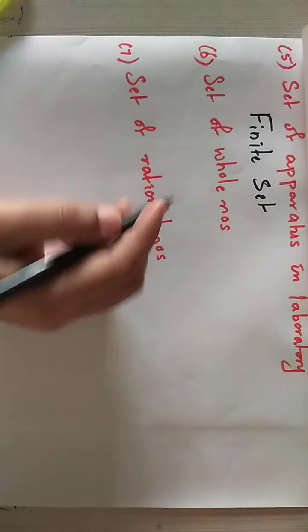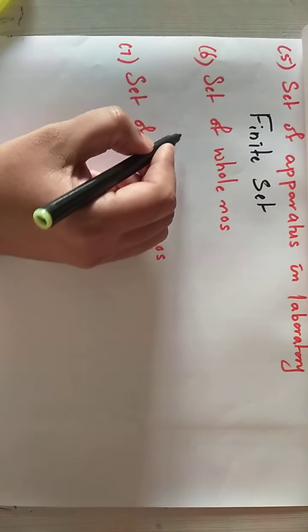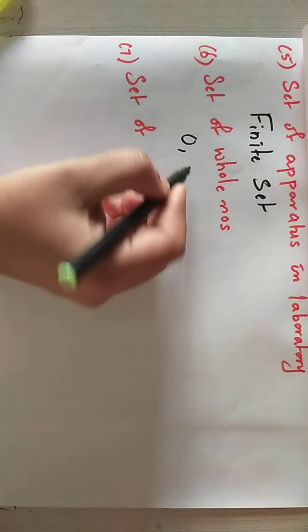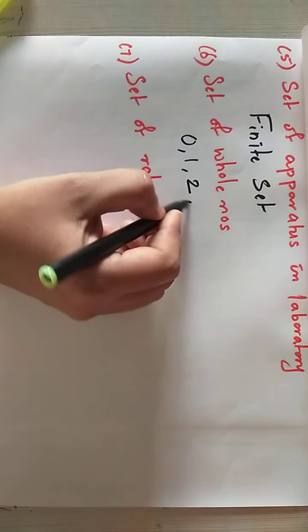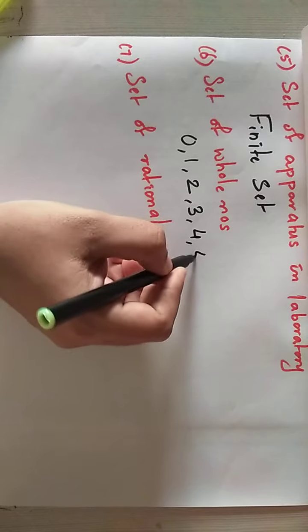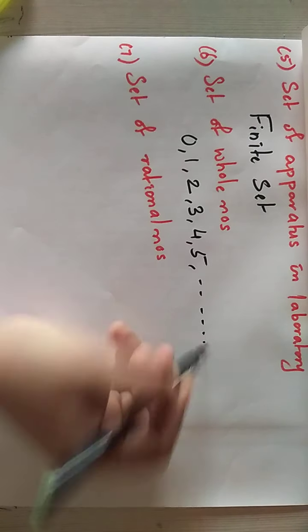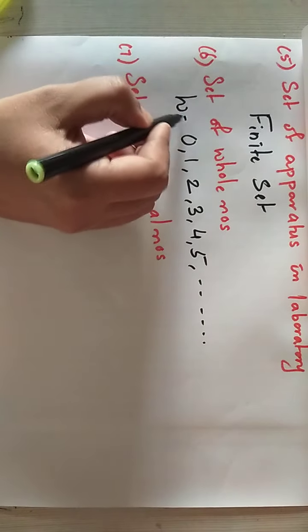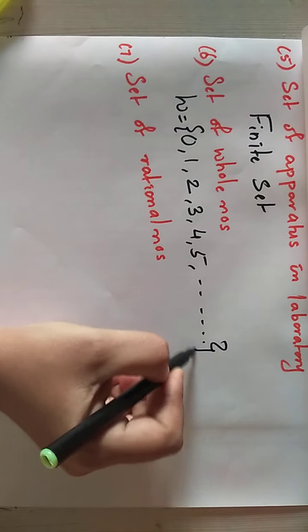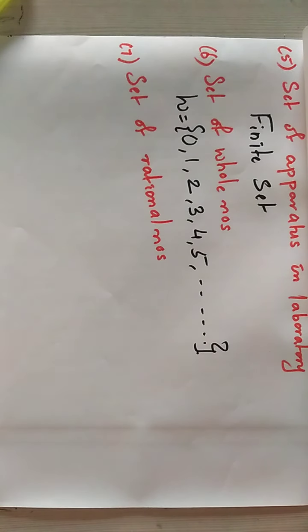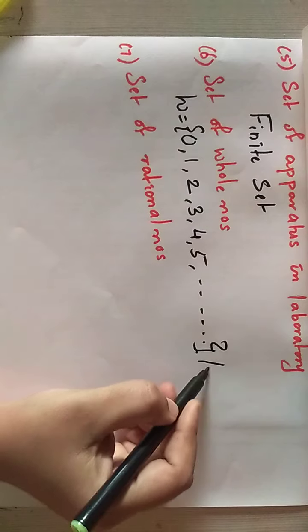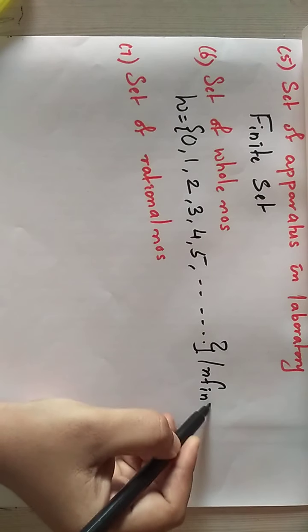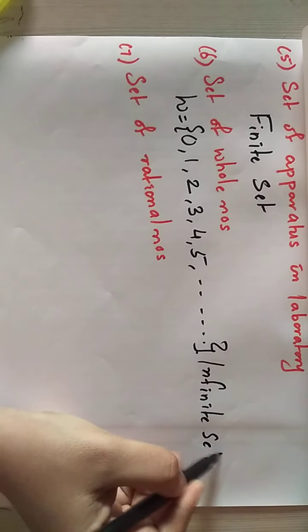Set of whole numbers. Whole numbers start with number 0 and onwards: 0, 1, 2, 3, 4, 5 and so on. This is the set of whole numbers, which you can very well see is an infinite set. So set of whole numbers is an infinite set.